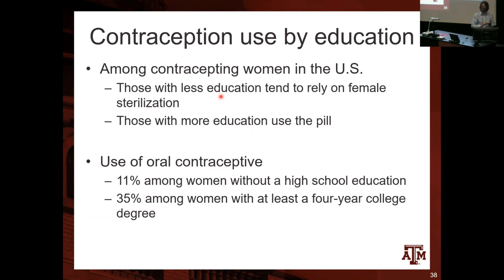Use of oral contraceptive is 11% among women without a high school diploma, and 35% among women with at least a 4-year college degree. But this analysis here, like I said, can be a little controversial because of the timing. Exactly because women who are less educated tend to have children at younger ages. Then whenever they reach the amount of children that they want to have, they go through female sterilization. And that drives this value here. But that can be a really controversial topic as well.